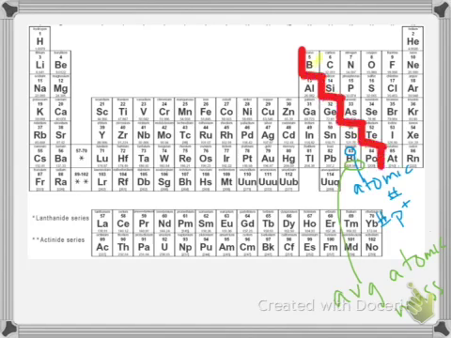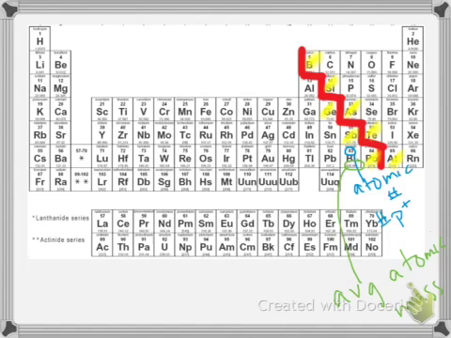So what I'm drawing here in red is the staircase. Again, everything in red is called the staircase. Notice that it starts at boron and goes down, over, and so on. That staircase tells us whether something is a metal or a nonmetal. Everything to the left of the staircase is a metal. Everything to the right of the staircase is a nonmetal. Everything that lies on the staircase is a metalloid. And if you've noticed, I've highlighted those in yellow.